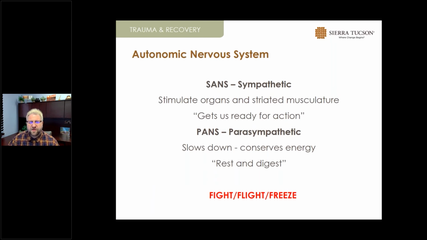The sympathetic part of the nervous system is the getting us ready for action. That's our fight or flight response. It comes up, something's going to happen, and I'm getting ready to protect myself usually. The parasympathetic is the other side of that, which is the rest and digest piece. I'm going to slow down, I'm going to conserve energy. And parasympathetic can be viewed as freeze, and it can also be viewed as social engagement.